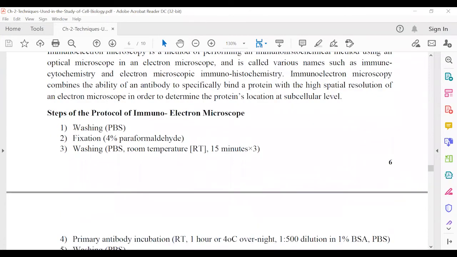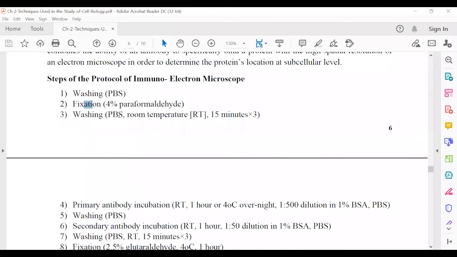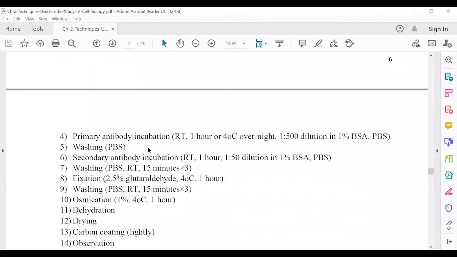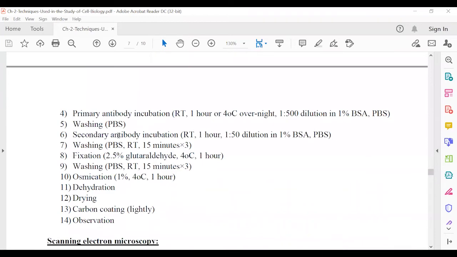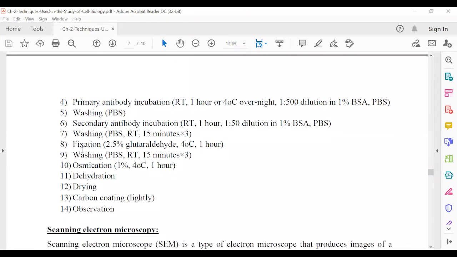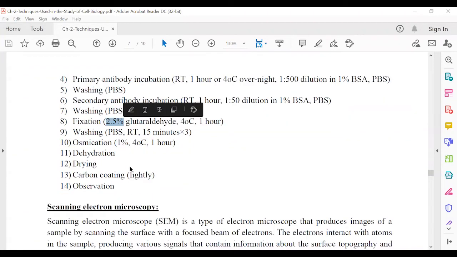Steps of the protocol of immunoelectron microscopy. First, we wash the sample and fix the sample. Next, washing again. Then primary antibody incubation. Next, washing again. Secondary antibody incubation, washing, fixation. Fixation 2.5%, washing with PBS, at room temperature, 15 minutes, 3 times.